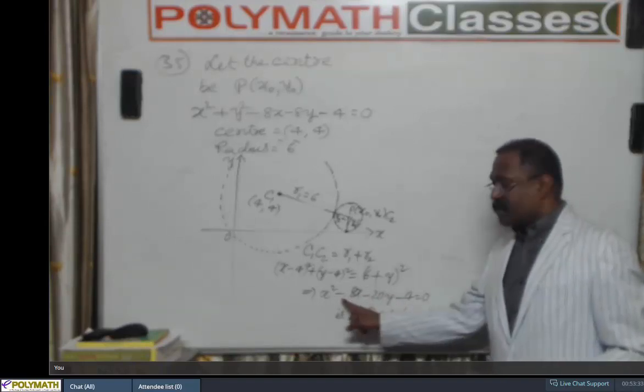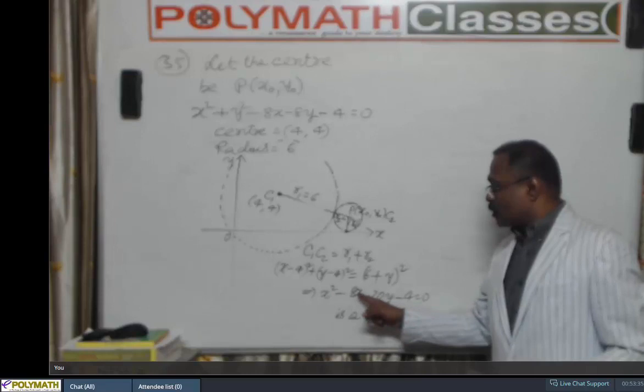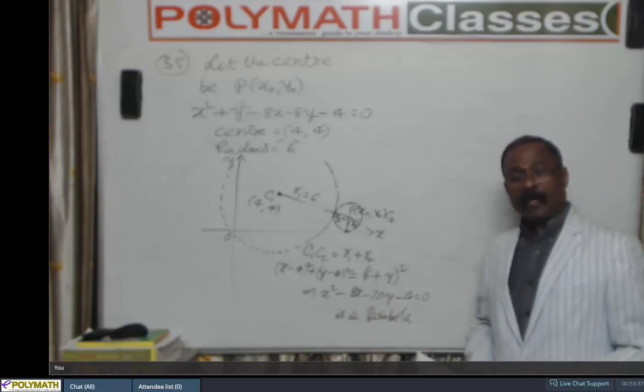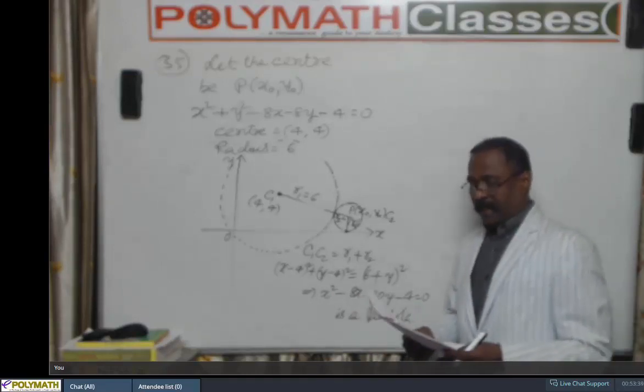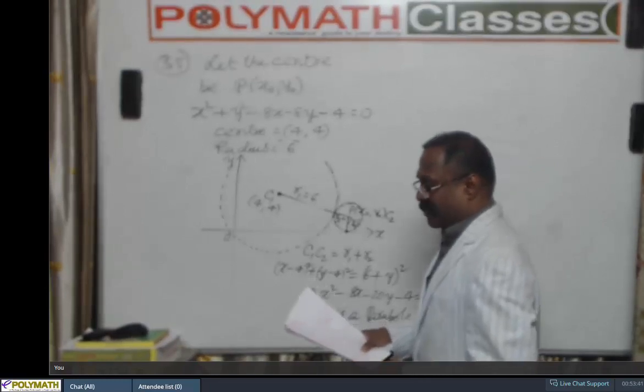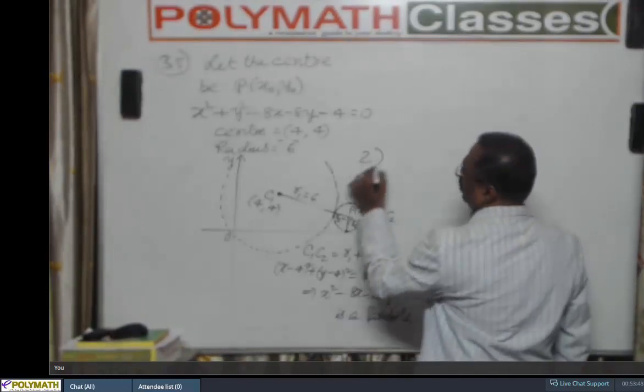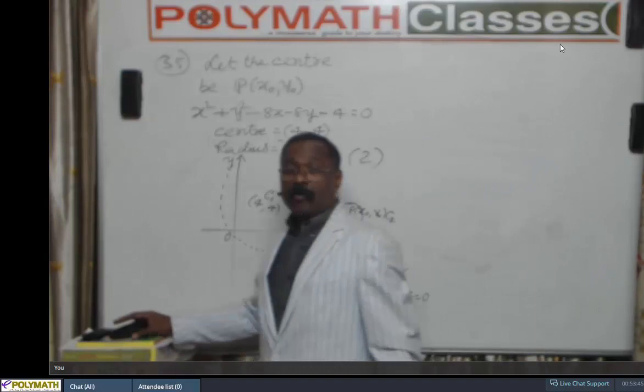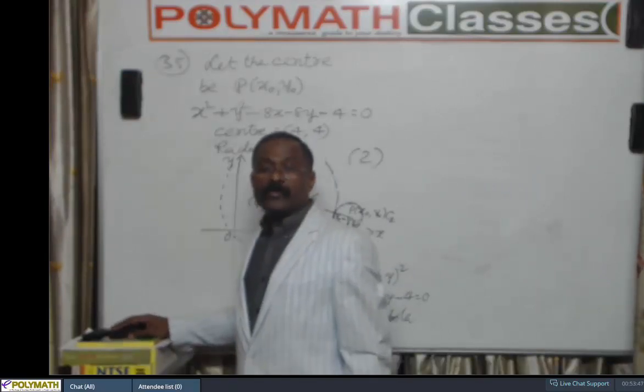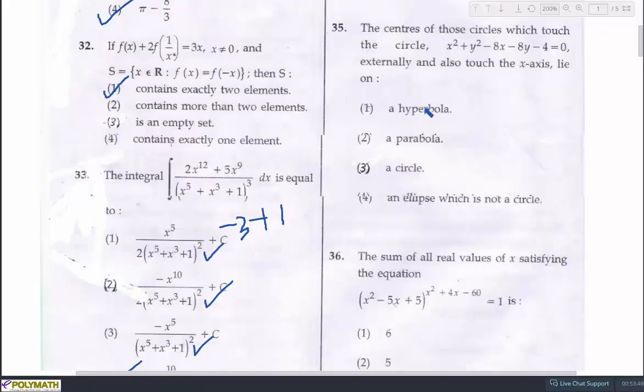What is h here? 0. What is ab here? 0. So h² = ab. So it becomes a parabola, which is option number 2 here. Option number 2. Now let us mark the option here. So there's option 2.